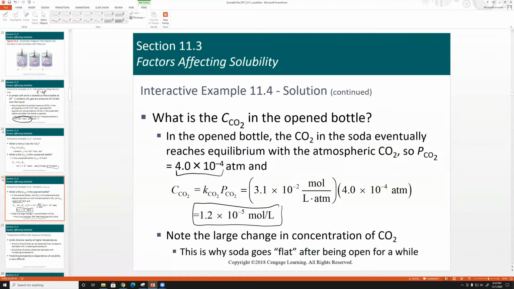So this is why soda goes flat after being open for a while. The high CO2 concentration from the closed bottle now has a chance to equilibrate pressures with the outside environment when it's exposed. So eventually, even the CO2 that's in the liquid after it's opened, because there's still some left over, will come out, to the point at which it equilibrates with the atmospheric CO2. And this is what creates a soda going flat.